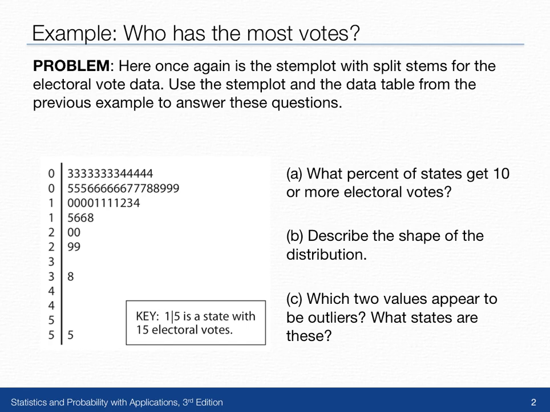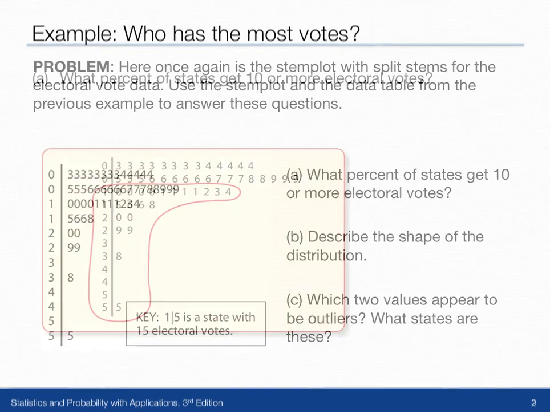What percent of states get 10 or more electoral votes? Describe the shape of the distribution, and which two values appear to be outliers, and what states are they?